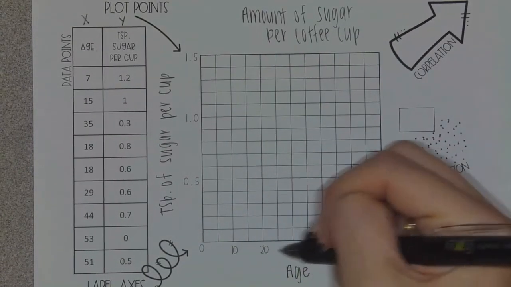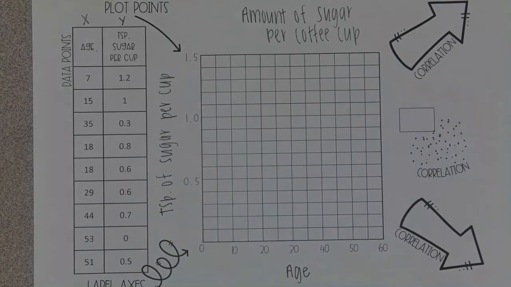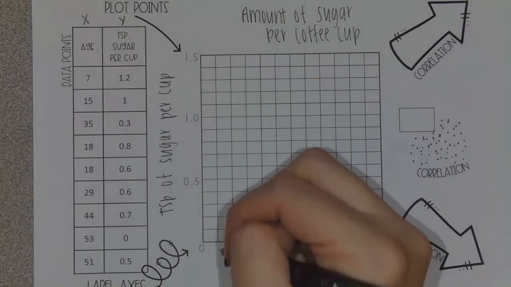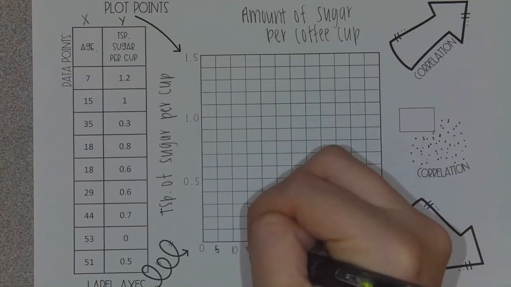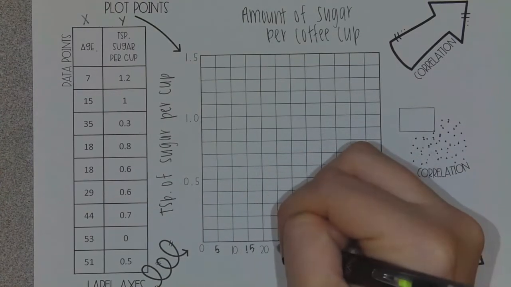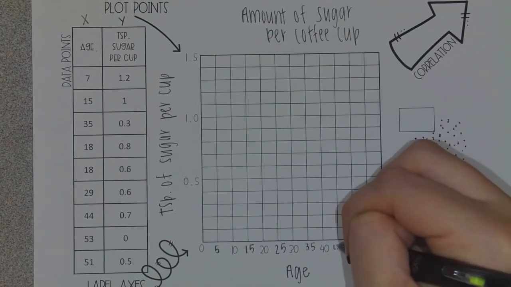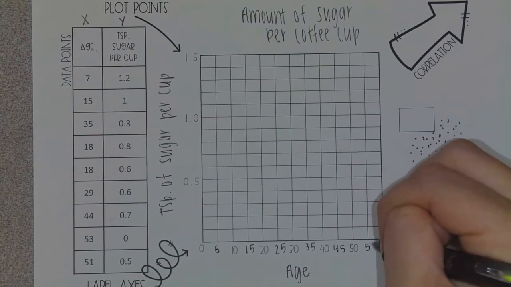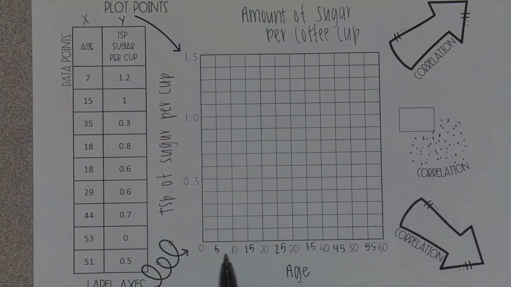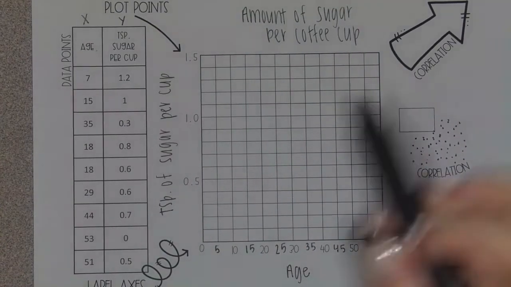So when I look at my x-axis, my scale of the x-axis is currently counting by tens. So that means in between each of them would be counting by 5. So I'm going to go ahead and label that just to help me find my age 7 a little bit better. So age 7 would be about right in the middle of 5 and 10.